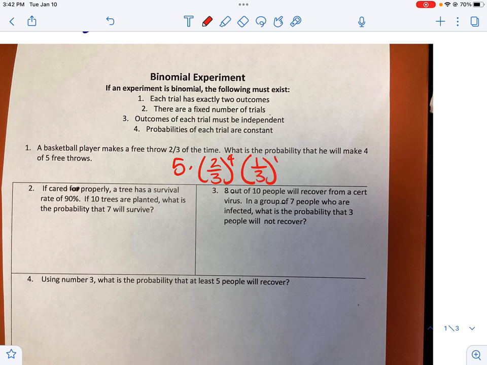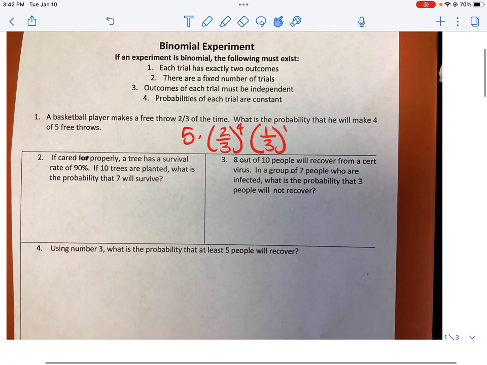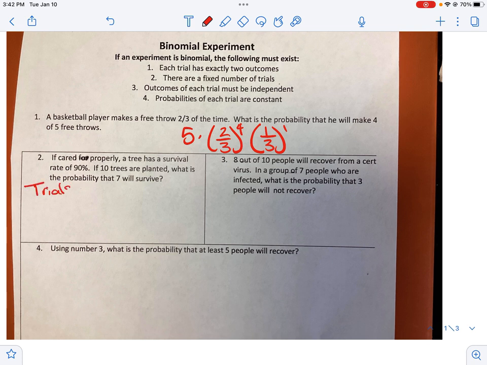Now the cool thing is our calculator can do this for us by just identifying a couple things. So if we take a look at number 2, if cared for properly, a tree has a survival rate of 90%. If 10 trees are planted, what is the probability that 7 will survive? So if we can identify some things, our trials, how many trees are there? There's 10. And what is the probability of success? Well, its probability is 90%. And how many do we want to survive? We want 7 to survive.